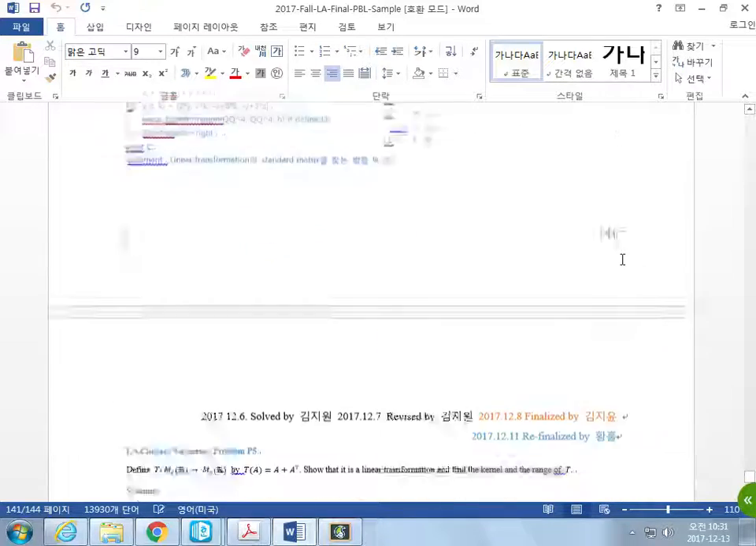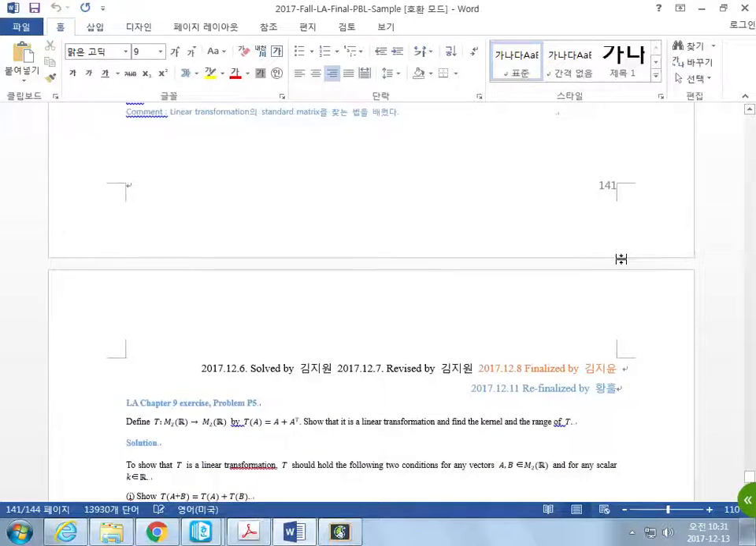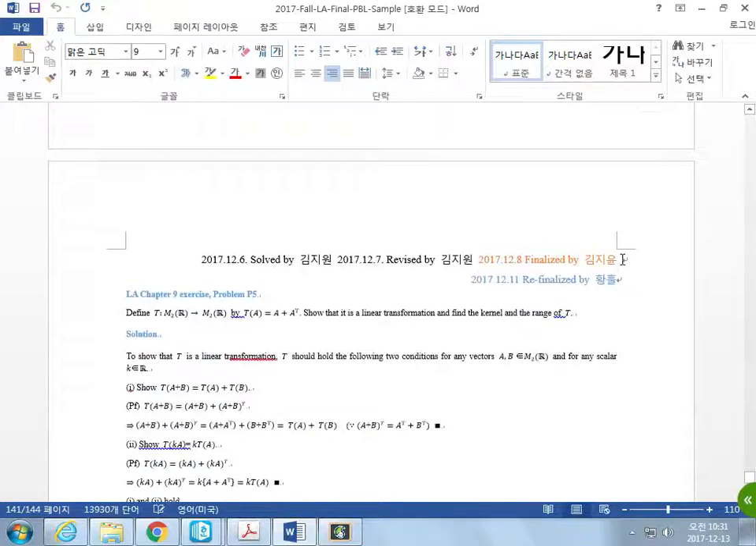선형 변환이 이제 매트릭스들의 벡터 스페이스에서의 선형 변환에 대한 거예요.